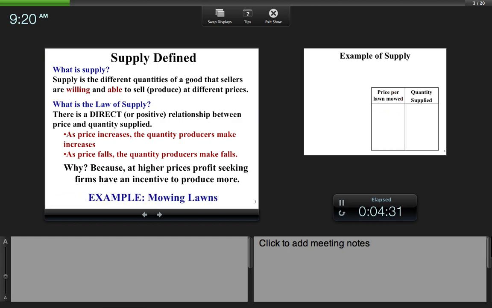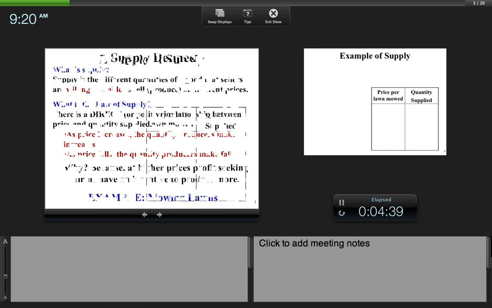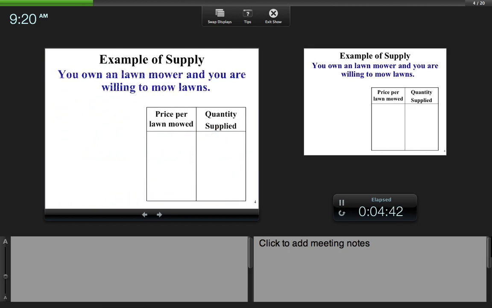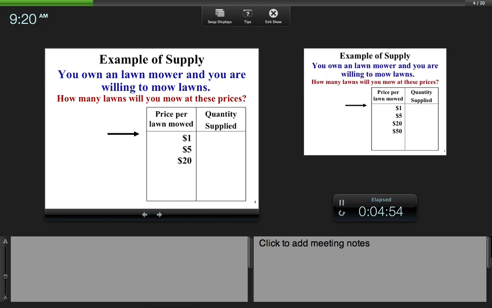Let's use this example of mowing lawns. Now, we used Jason as an example of working at McDonald's earlier, and that's fine. But we can say the same thing about mowing lawns. So let's say you own a lawnmower and you're willing to mow lawns. How many lawns would you mow at these prices, right? So let's say you're only given $1 per lawn mowed, or $5 per lawn mowed, or $20 per lawn mowed, right? How many of you would mow any lawns for $1?